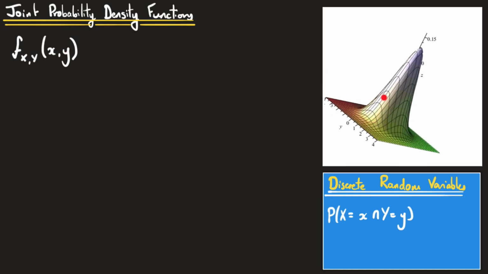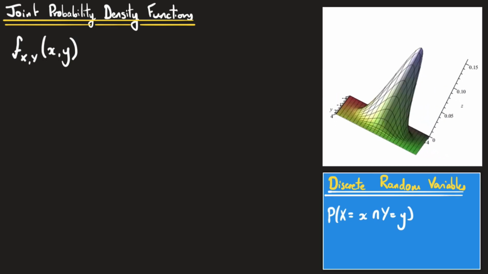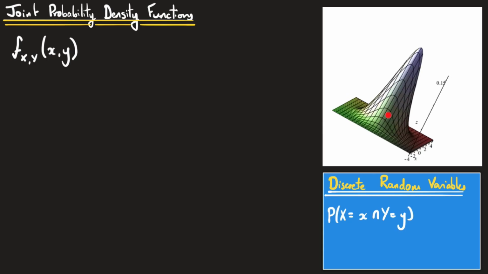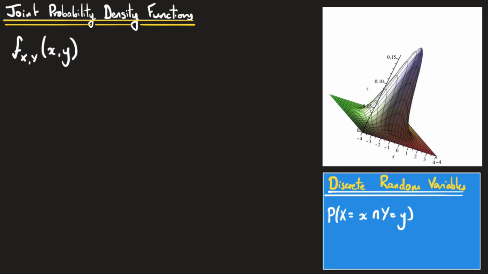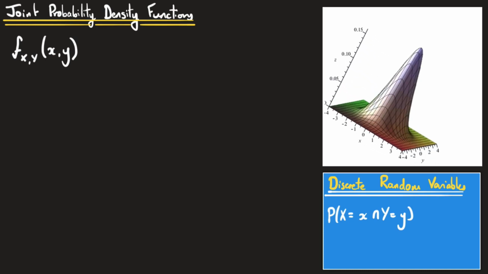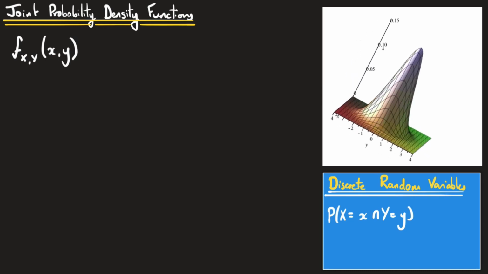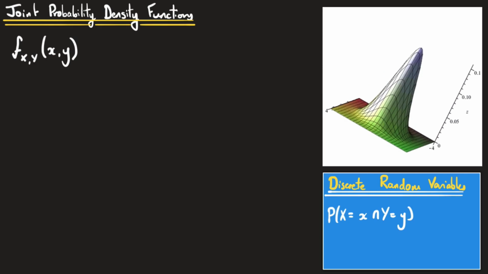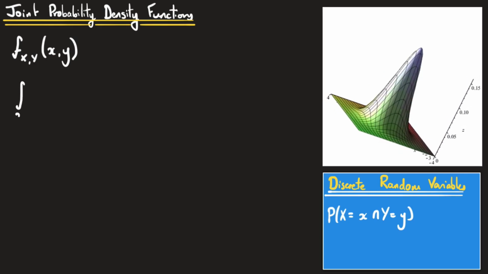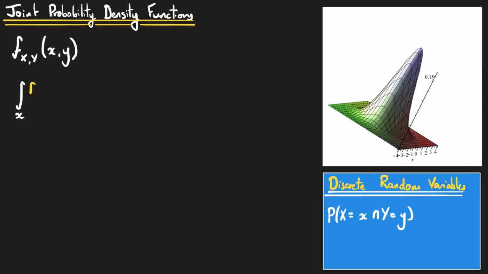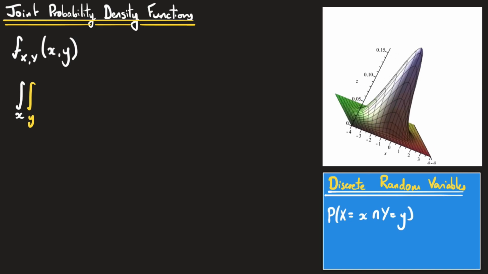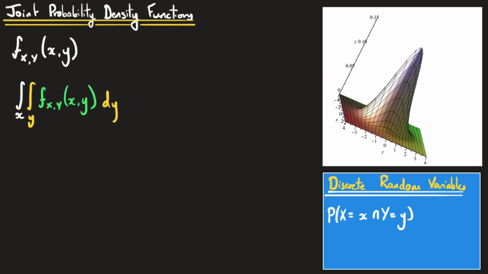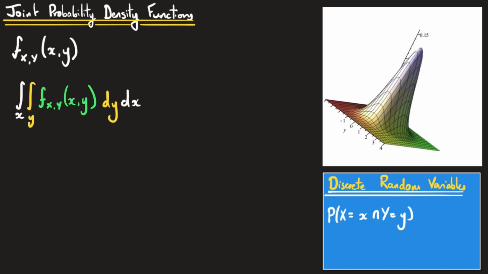Now what we've got here in this animation is an example of a joint probability density function. The key things to note is that the volume under the probability density function is equal to 1, and the height of the probability density function is telling us about the relative likelihood of pairs of observations of x and y. So in order for this to be a well-defined probability density function, it needs to be the case that all of the probability is contained under our probability density function. In other words, the integral over the whole range of x of the integral over the whole range of y of our probability density function needs to be equal to 1.